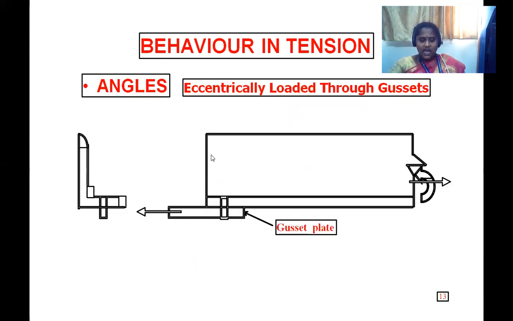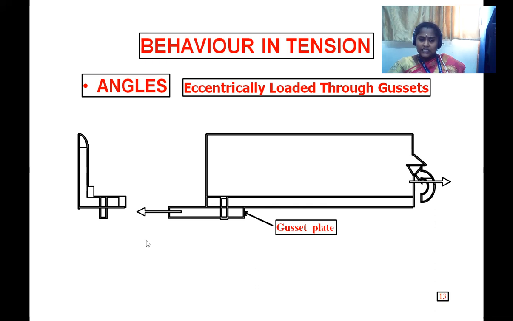See angles. Angle sections will definitely be loaded eccentrically with the help of a gusset. Gusset is also a plate. In steel structure, everything is made out of plates. Based on the requirement, we give a different name for the element. Somewhere it is a plate, somewhere it is a flat, somewhere it is a gusset, somewhere it is a stiffener. Based on each location and purpose, we use different names, but naturally everything is made out of plate. Gusset is also a plate which serves to connect the angle sections eccentrically.